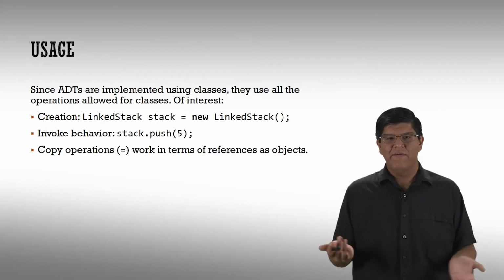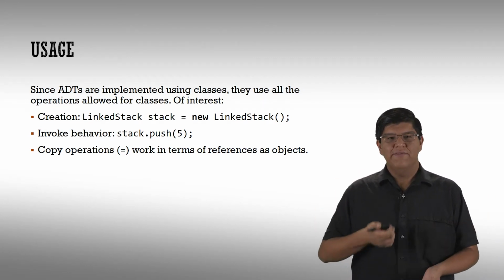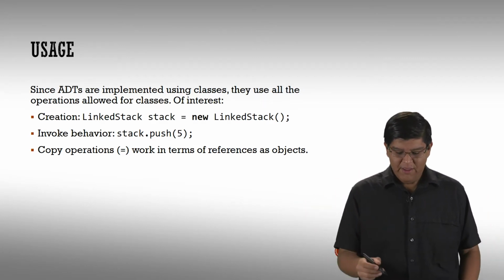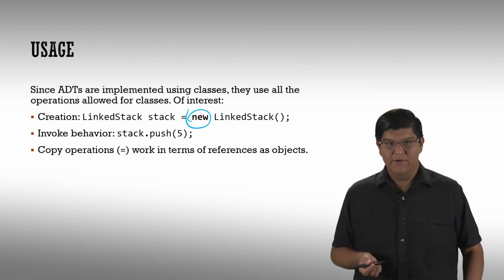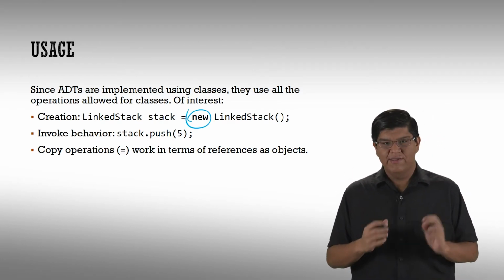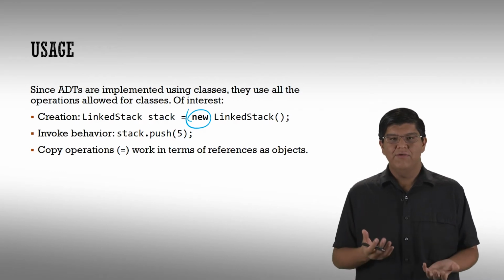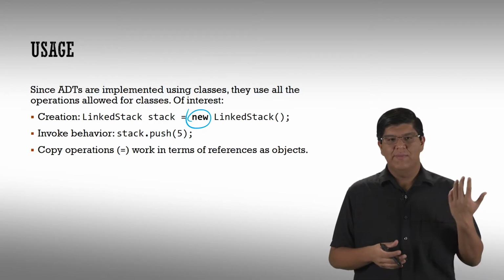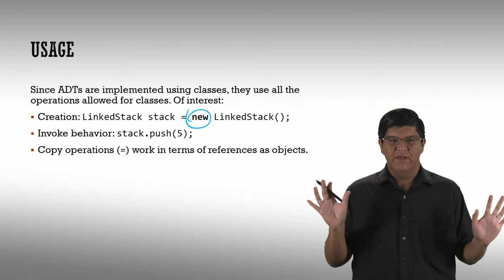All right, so in the language of Java, how do we build ADTs? First thing, of course, is creation. Creation is pretty straightforward. It's the new keyword, right? So you use the new keyword. That gives me a new instance of a class. So here I'm building a new linked stack, and now I have an object in my system. I'm good to go. I can now do stuff with it.